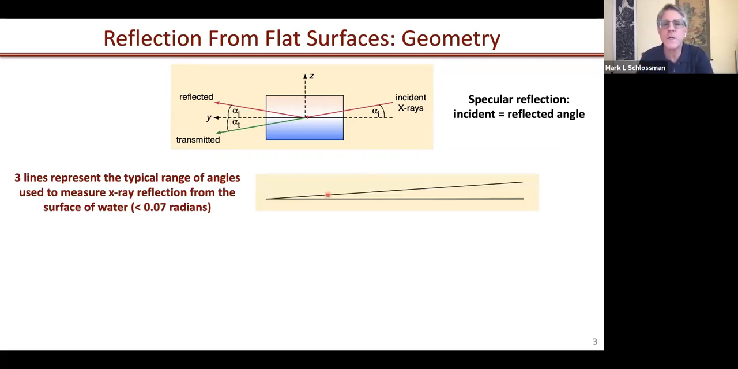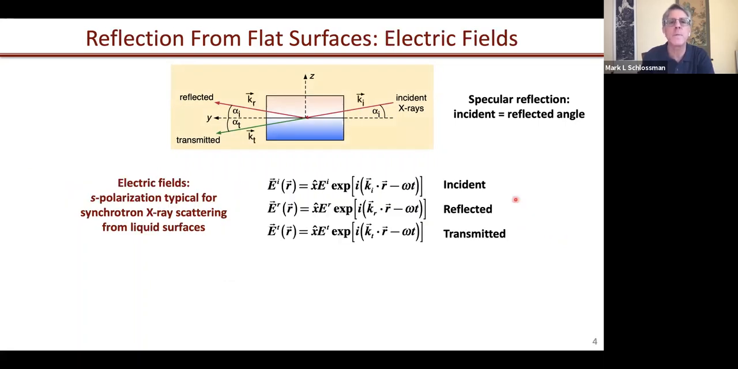These three lines here represent the typical range of angles that one would use to measure X-ray reflection from the surface of water. Just wanted to show them to you so you get an idea what they look like. This line here is about 4 degrees from the other two lines, and yes, there are two lines there. They're separated by on the order of 1/10 of a degree or less, and it's often true that X-ray reflection or other X-ray scattering studies from liquid surfaces are carried out at very small incident angles.